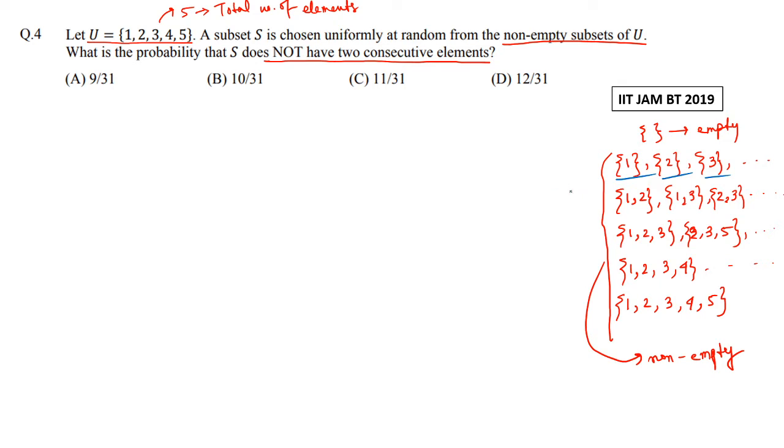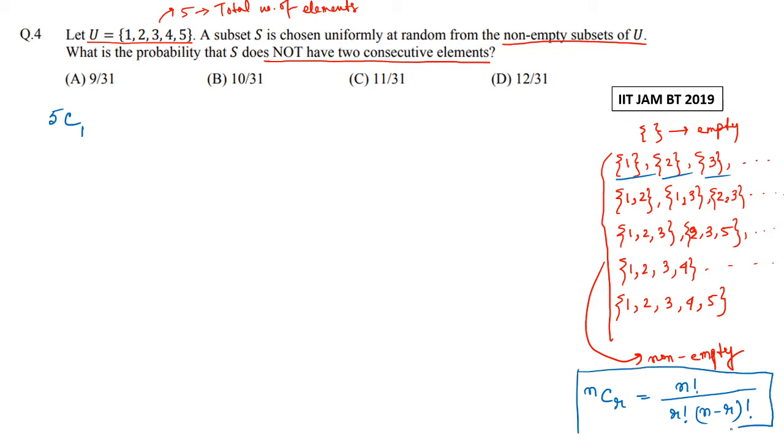That is choosing one element out of 5 elements. How many subsets can we form? We can form 5C1 subsets by choosing one element out of 5 elements. I hope you remember this formula: nCr equals n factorial by r factorial into n minus r factorial. This is the formula for combination, where we have n number of elements and out of that we need to choose r number of elements. Total number of elements is n and we are choosing r number of elements.